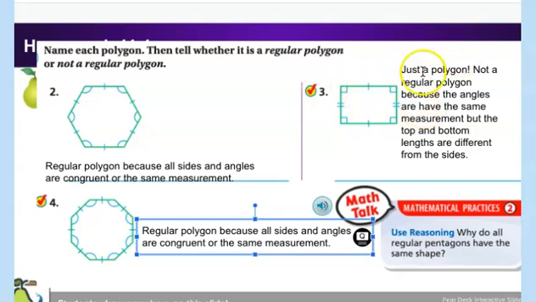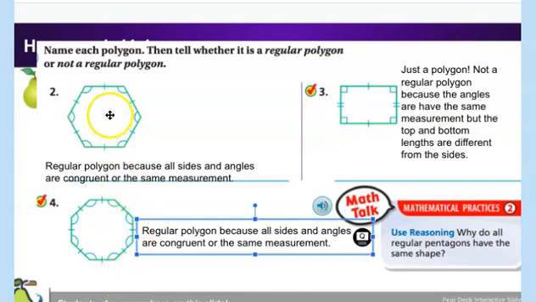Number 3, it's just a polygon, okay? But you can see that the angles are the same measurement. They're using the same kind of style, and that actually represents a right angle. But the top and the bottom have 1 dash, but look at the sides, they have 2 dashes. So the top and the bottom are the same length, but they are not the same length as the sides.